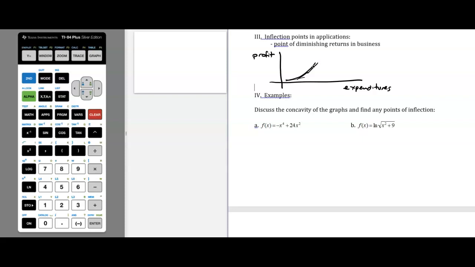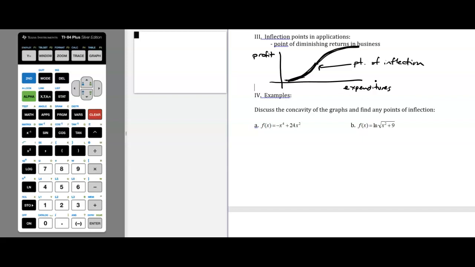But then sometimes what happens with businesses is there is a point where the concavity changes, and you can kind of see here that we're going from concave up in this section to concave down in this section. So this place right there, that would be our point of inflection, and from a business perspective, that is what we would call a point of diminishing returns. And so you could see their profit is still increasing. Some companies might say, hey, our profit is still increasing, so let's keep spending more money, let's keep hiring more employees, etc.